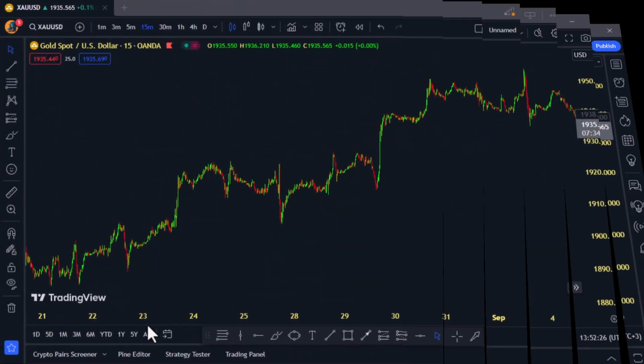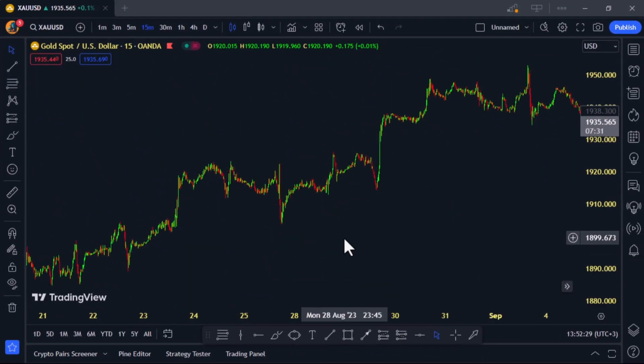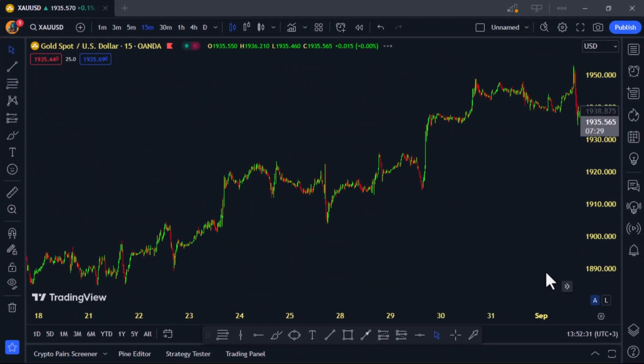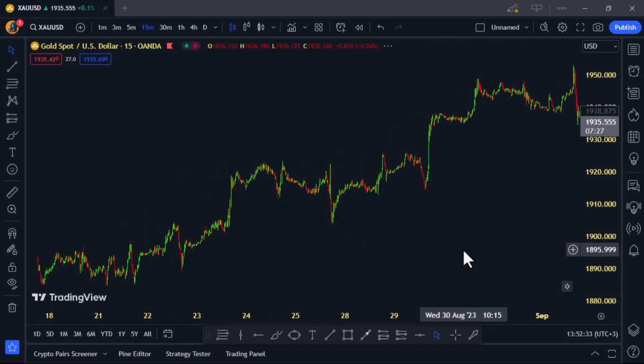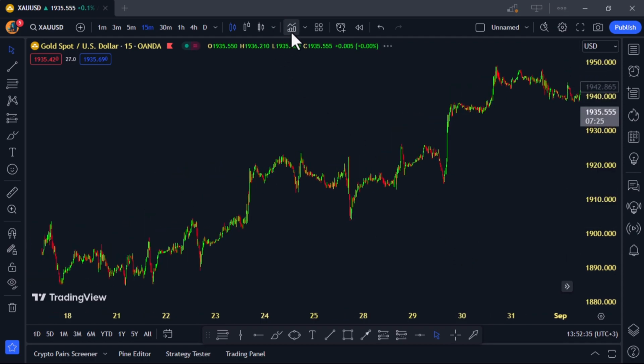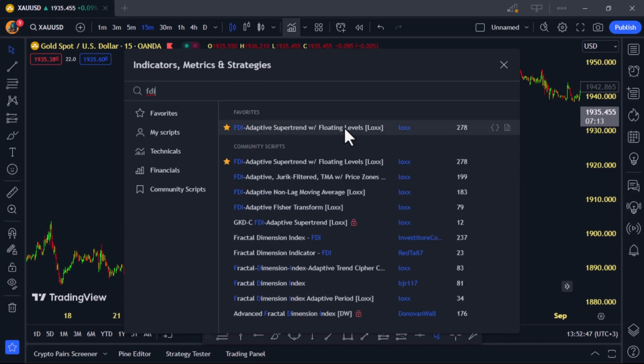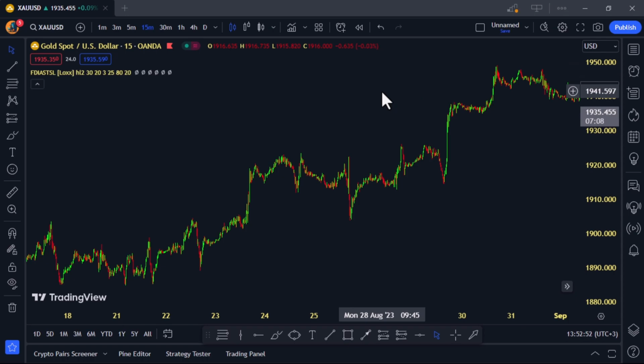All right, let's get started with some trading on TradingView. You can choose any chart and time frame you prefer for your trade. Now head over to the indicator section and type in FDI Adaptive Super Trend with loading levels in the search bar to add the indicator to your chart.